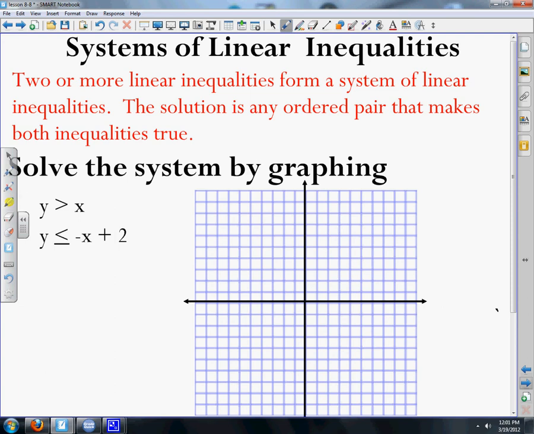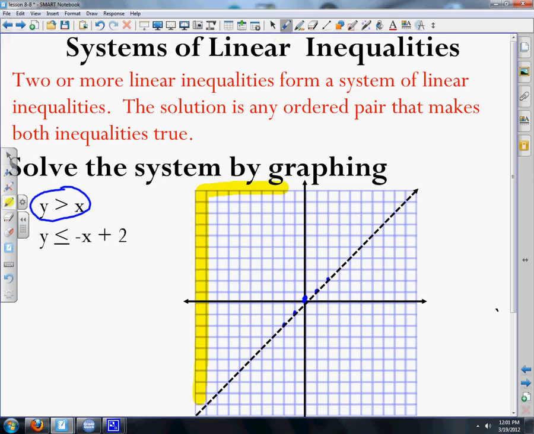So we'll graph this equation first. Y is greater than x, so the y-intercept is 0. And the slope is 1, so we move right 1, up 1, right 1, up 1, or we can move down 1, left 1, down 1, left 1. And we're going to connect that together with a dashed line because it doesn't have the equal to sign on it. So here is the line, but now we need to decide where are we going to shade. It's greater than, so we're going to shade above the line.